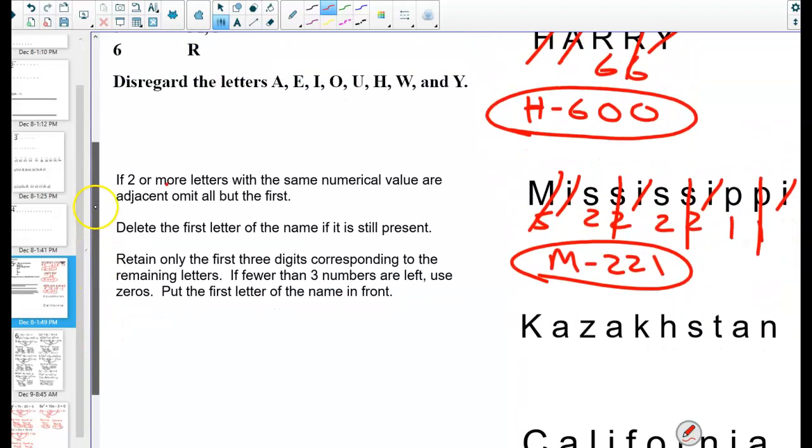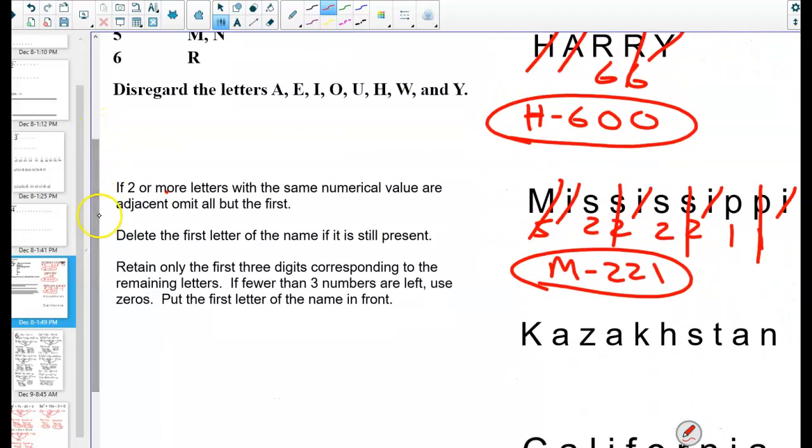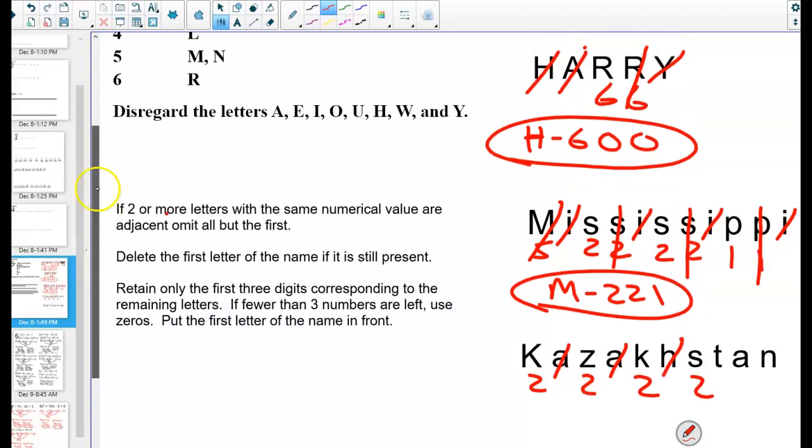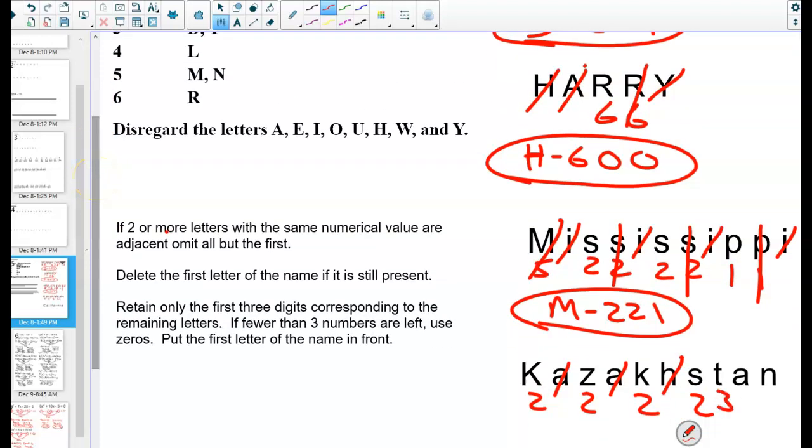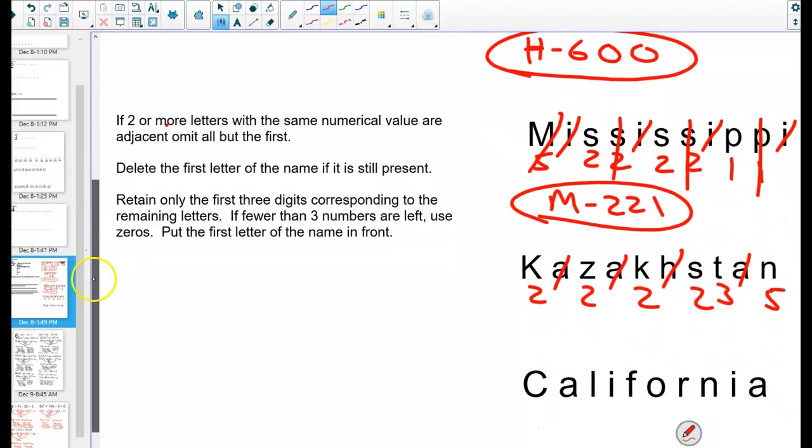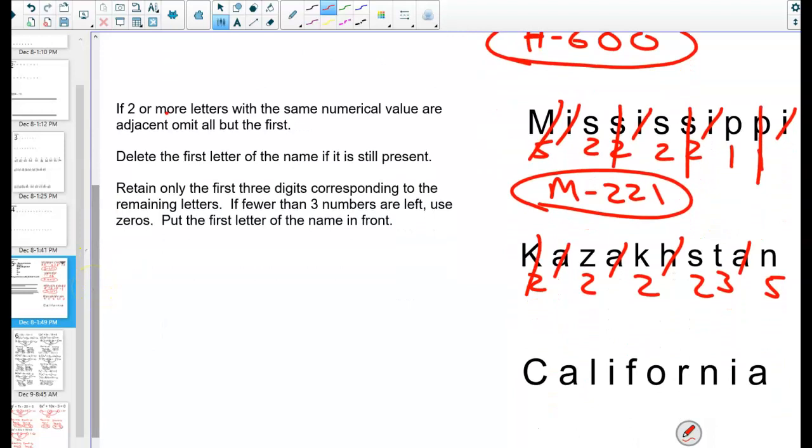Kazakhstan, K is 2, Z is 2, K is 2, H goes away, S is 2, T is a 3, and N is a 5. When we eliminate the first letter, none of these 2's are adjacent because you do have the vowel in between them. So this becomes K222. We only use the first 3 numbers. After that, those numbers don't get used.